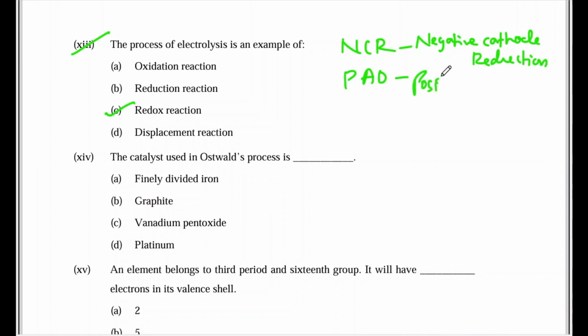PAO, positive anode oxidation, right? Positive anode oxidation. Anode is positive and oxidation takes place.